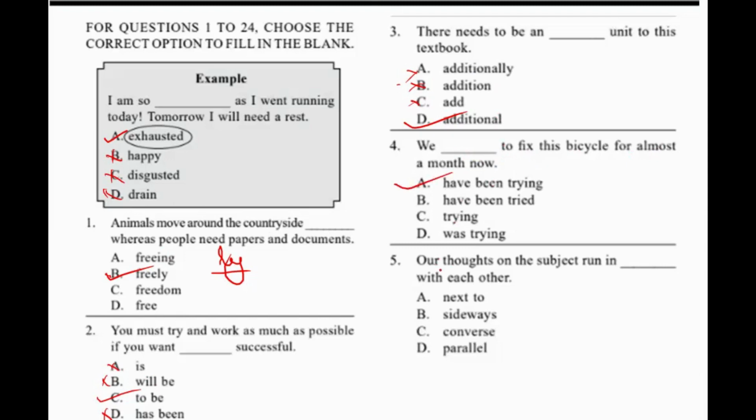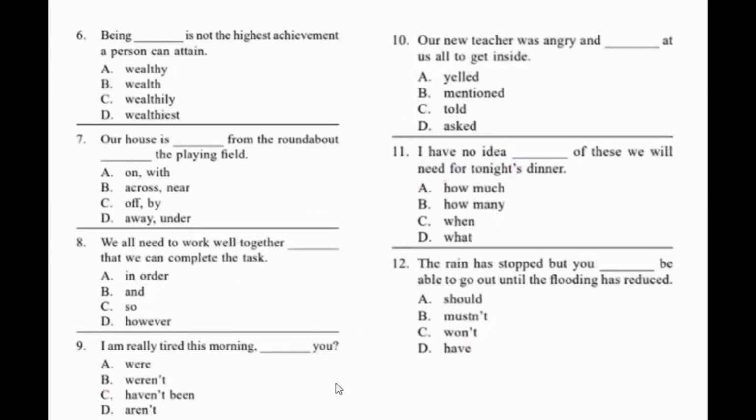Now, our thoughts on the subject run in dash with each other. Next to each with each other, no, this is not giving the correct meaning. Sideways with each other, no. Converse with each other, no. Converse to each other can be the correct one, but here we have with each other. So it is run in parallel with each other. The correct answer is option D here. Now, question 6.